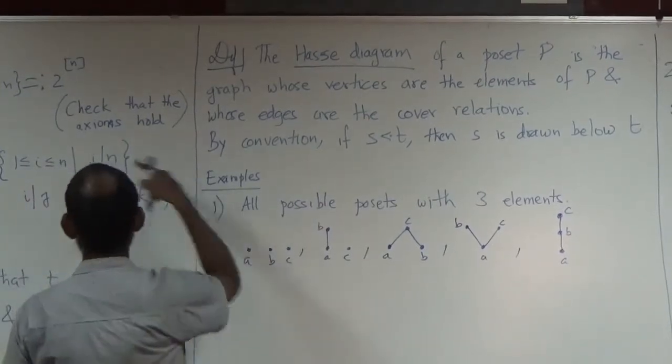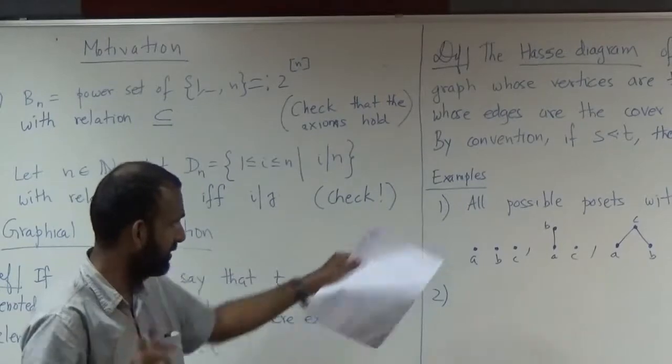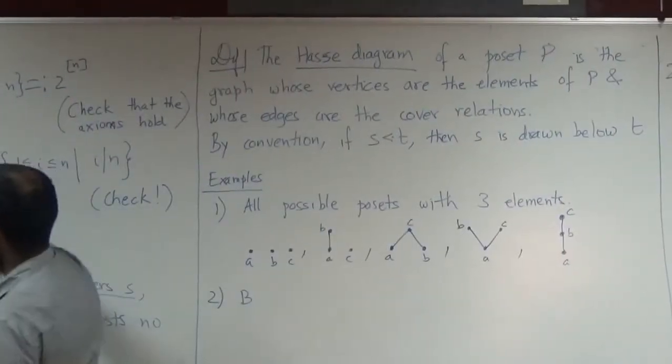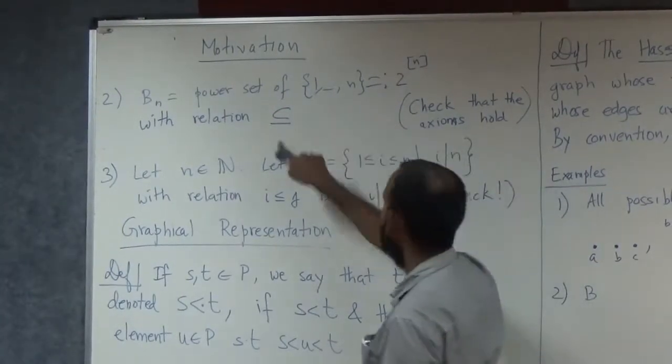Okay, so let's come back to the examples here, and let me draw the Hasse diagrams so that you see some interesting posets other than these ones. So let's look at B3. Remember, Bn is the power set of 1 to n, and the relation is containment. So let's look at B3.